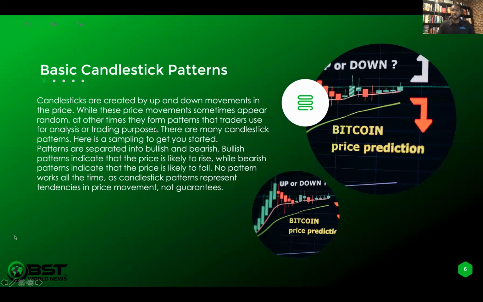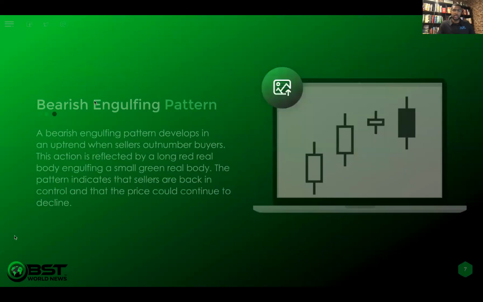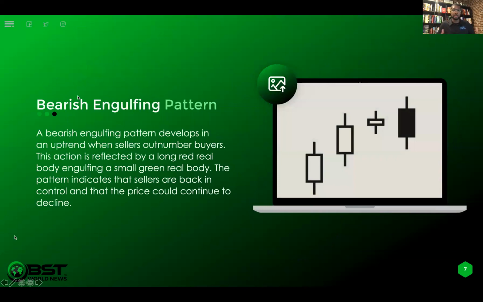So let's get into a few candlestick patterns. The first one we're going to talk about is a bearish engulfing pattern. A bearish engulfing pattern develops in an uptrend when the sellers outnumber the buyers.